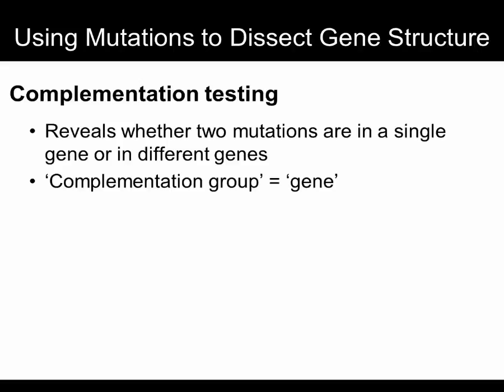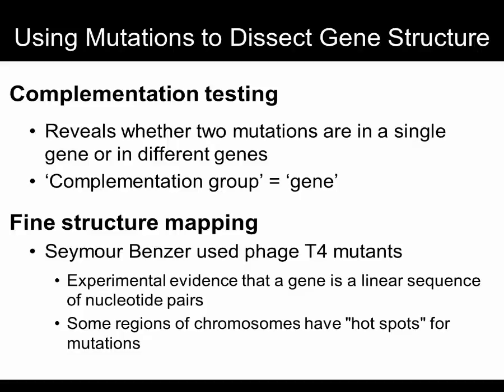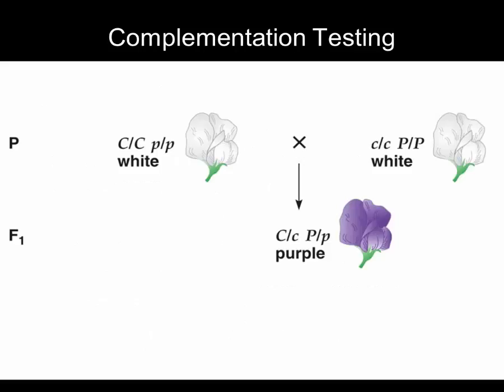Complementation testing allows us to see if two mutations are in a single gene or different genes. And fine structure mapping allowed Seymour Benzer to map where all the mutations in a single gene can be found along the chromosome. We've already discussed complementation in other contexts.